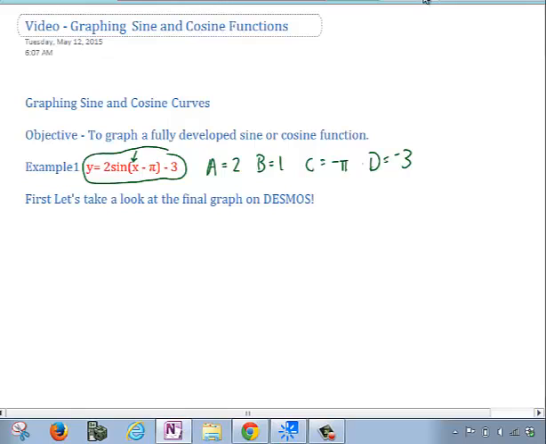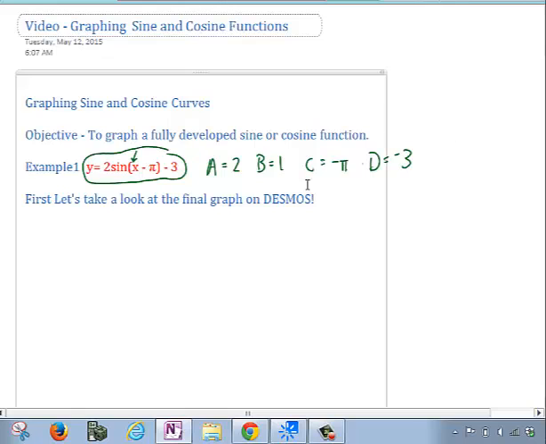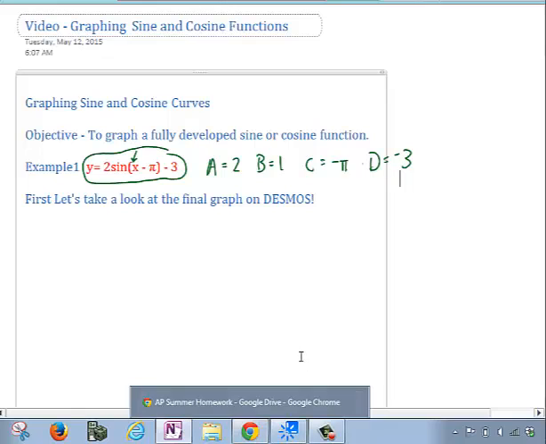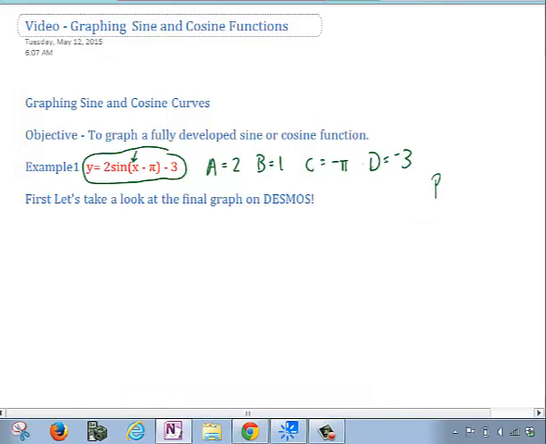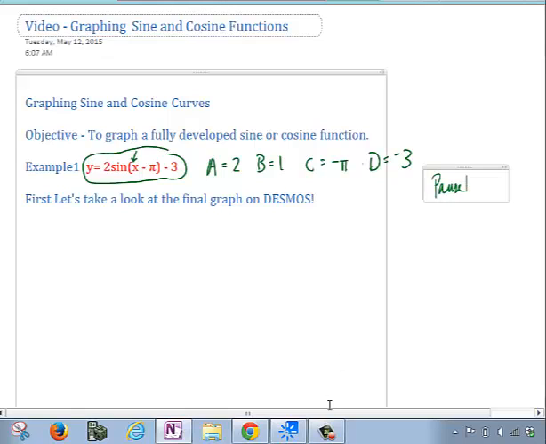So I'm going to go to Desmos, and I'm going to plot that function so you can see what the final answer will look like, and then we're going to sketch it up, and then we're going to show how we actually graph it. So I'm just going to pause the video while I bring up Desmos so I don't bore you to tears with that. When I unpause, you'll see the Desmos graph.